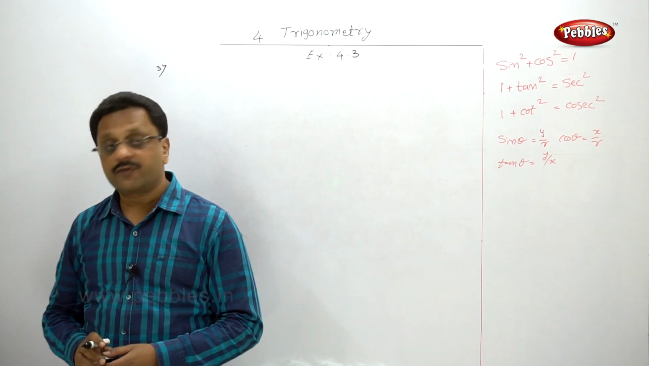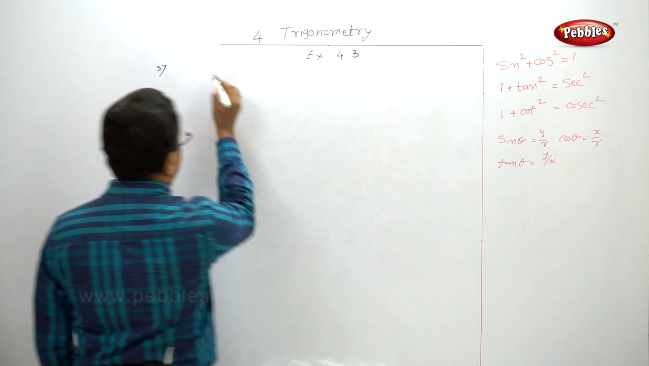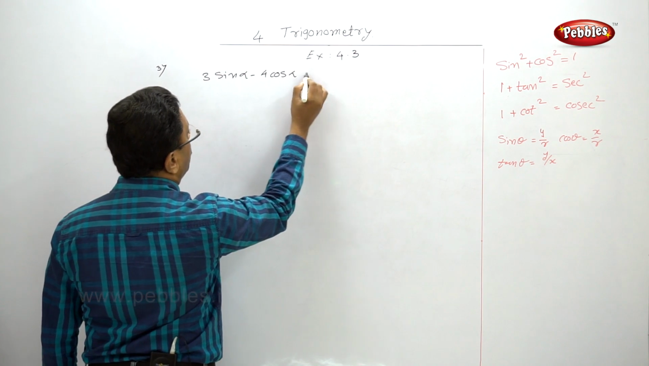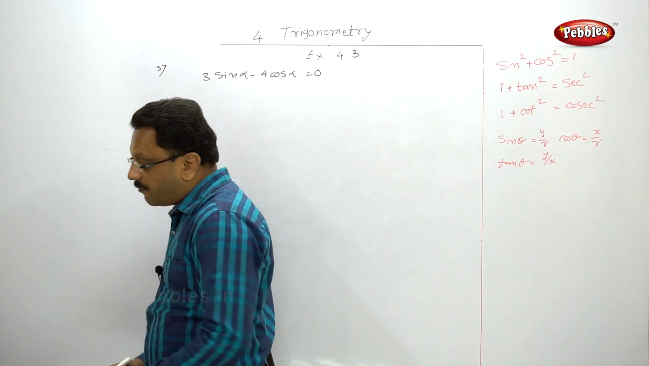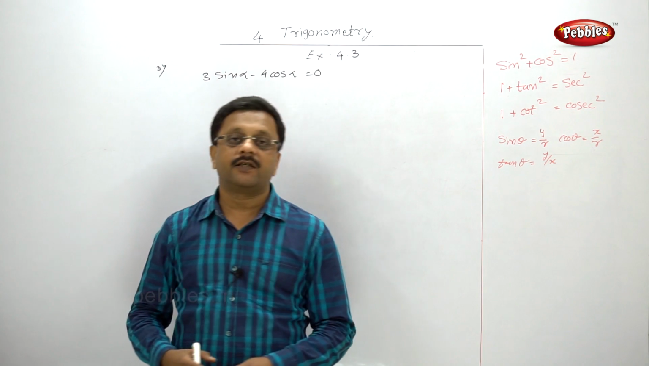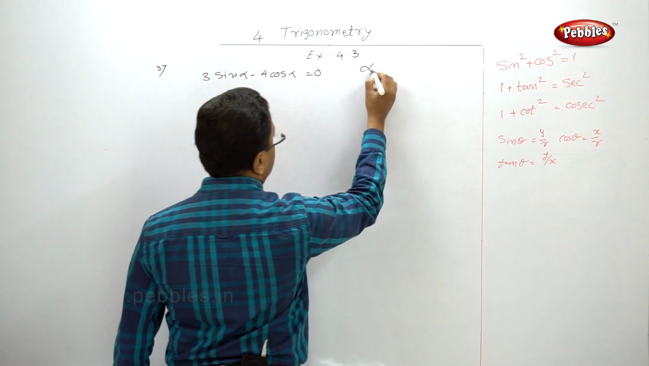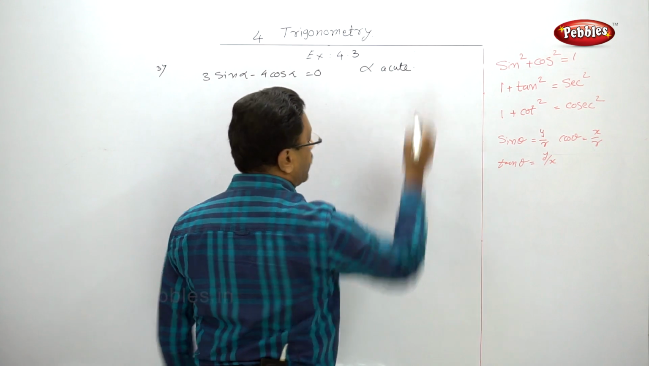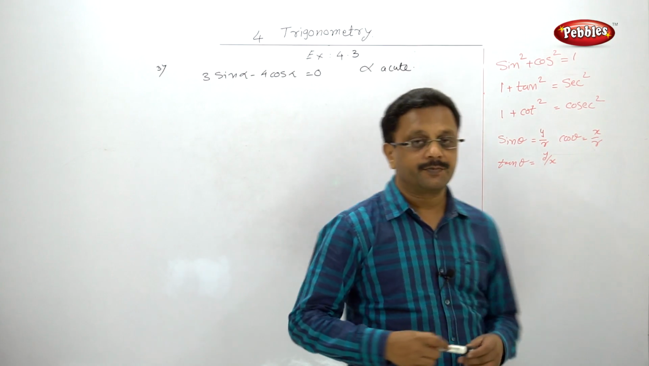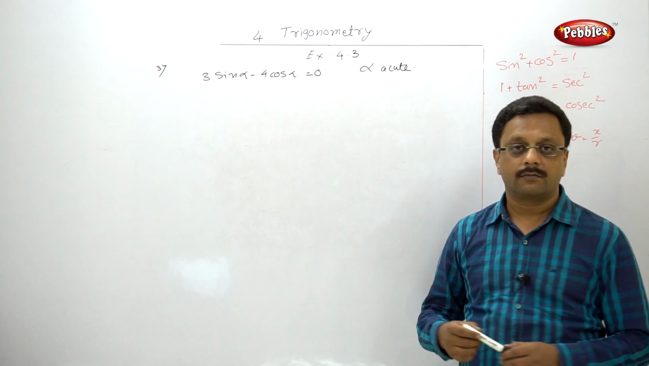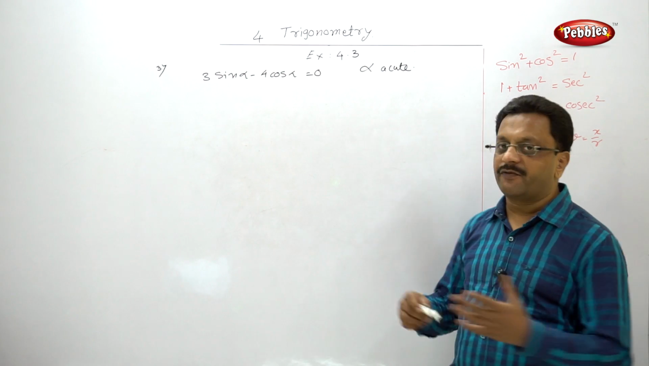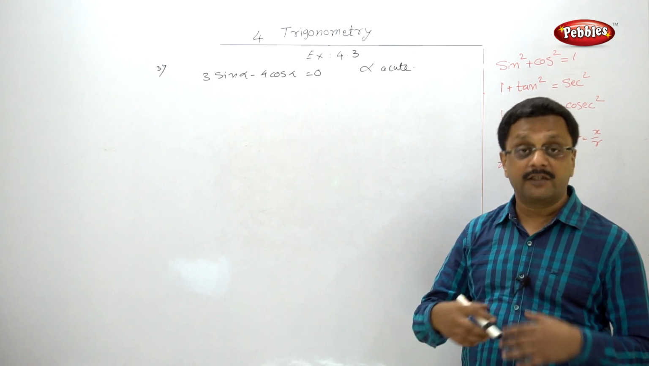3 sine alpha minus 4 cos alpha is equal to 0. Find the values of tan alpha, sec alpha, cosec alpha, where alpha is an acute angle. If it is an acute angle, it means x and y both are positive. Now by which method will you solve? You can solve by any method, because no specific method is given or asked.